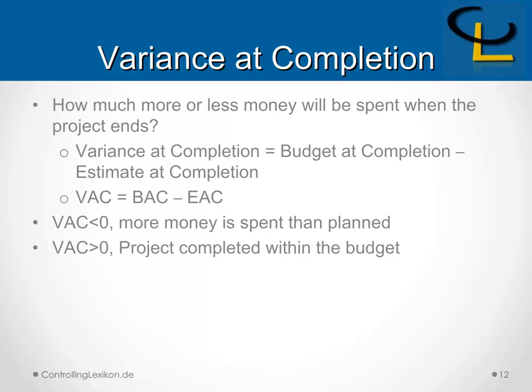Variance at completion means how much more or less money will be spent when the project ends. The formula of variance at completion equals budget at completion minus estimate at completion. Now, if the result of variance at completion is less than 0, it means more money is spent than planned. And if the result is greater than 0, it means the project is completed within the budget.